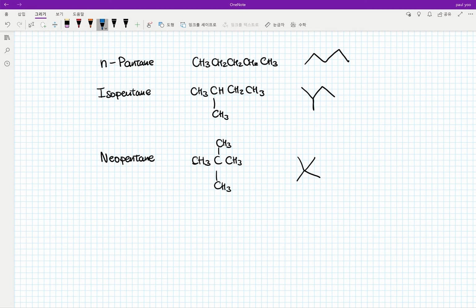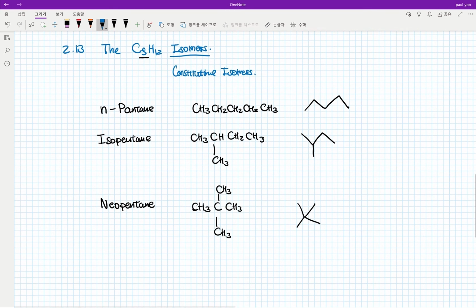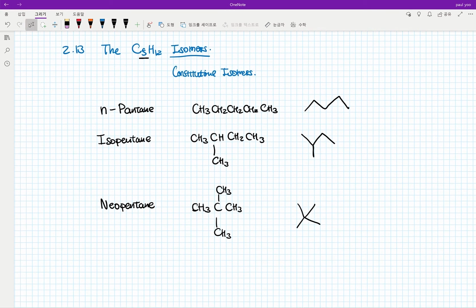We kind of see a butane that has 4 carbons and 1 branched methyl group here. And for neopentane, we see 1, 2, maybe 3 carbons. Well, let me count. This carbon doesn't really matter. 1, 2, 3 carbons and 2 branched methyl groups on this one.